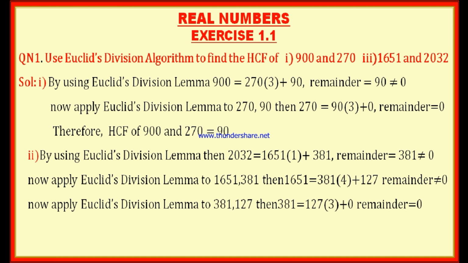Then 381 is equal to 127 into 3 plus remainder 0. Here the remainder is 0. If the remainder is 0, then what is the divisor? At remainder 0, the divisor is 127. Therefore, the HCF of the given numbers 1651 and 2032 is 127.